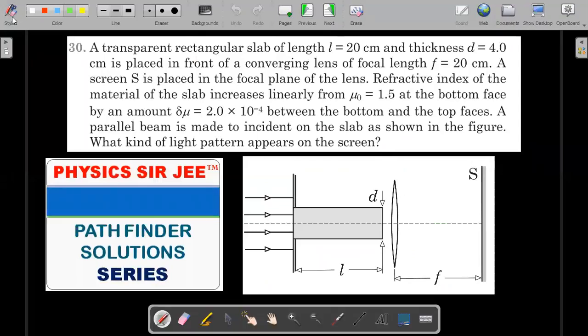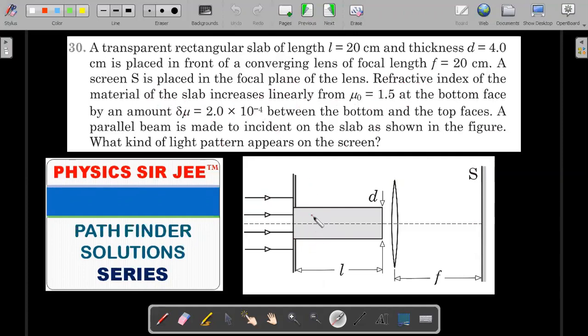Let's first read the question, try to understand what it is requesting, and then we'll go into the concept. A transparent rectangular slab of length L equal to 20 centimeter and thickness d equal to 4 centimeter is placed in front of a converging lens of focal length 20 centimeters. A screen S is placed in the focal plane of the lens. The refractive index of the slab material linearly varies from 1.5 at the bottom and increases by an amount of delta mu equal to 2 into 10 power minus 4 by the time it reaches the top.